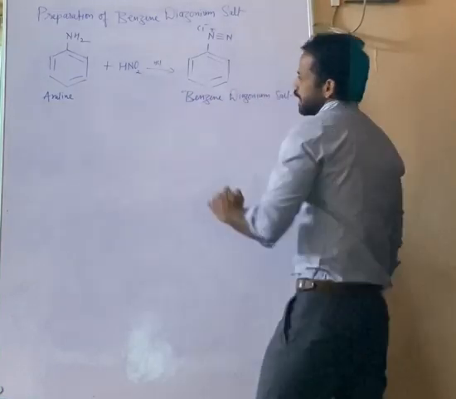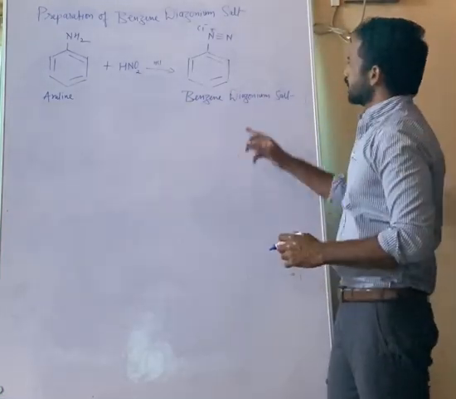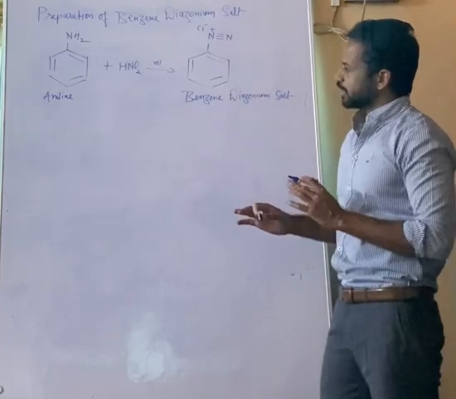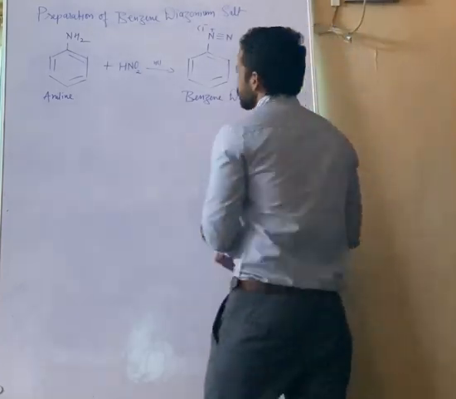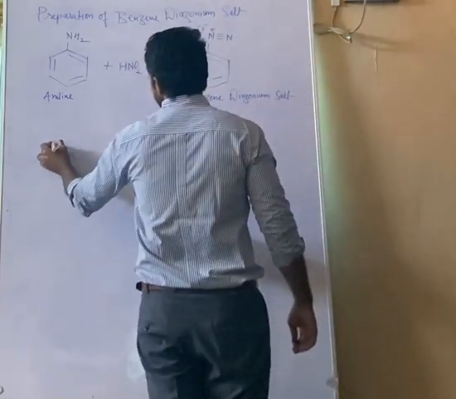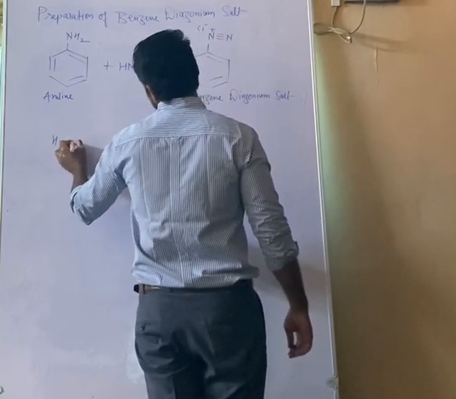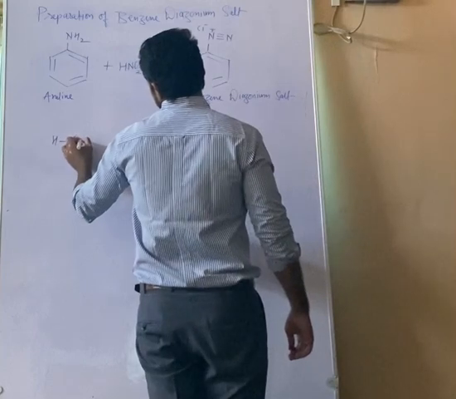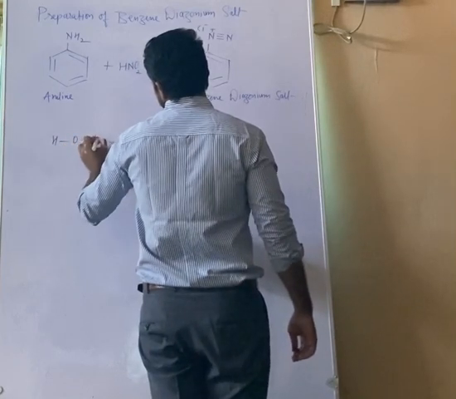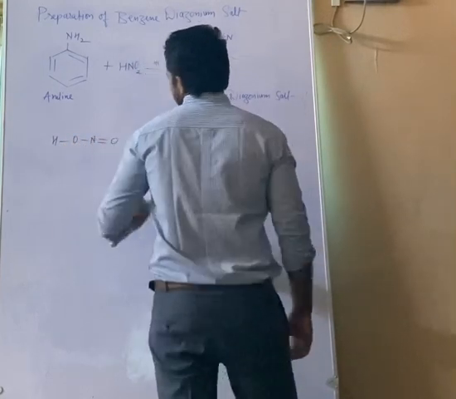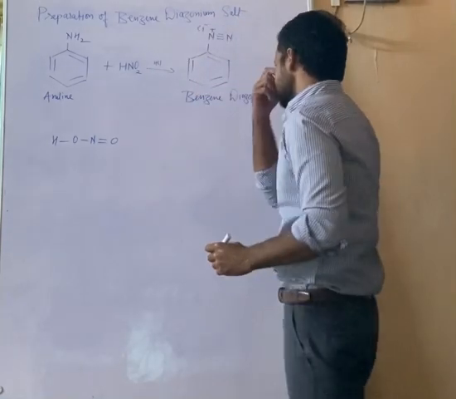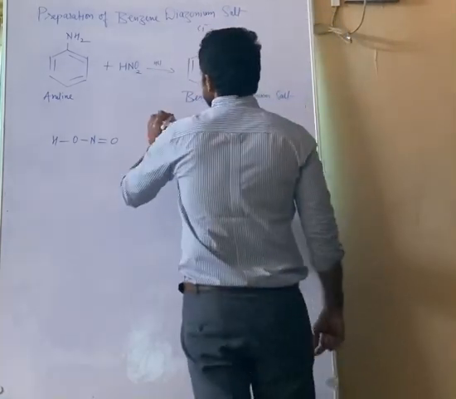And with aniline, I have taken nitrous acid and I am getting benzene diazonium salt. So we will go through the mechanism. First of all, we will see the structure of nitrous acid. So this is the structure of nitrous acid, and in the presence of HCl, what will happen?